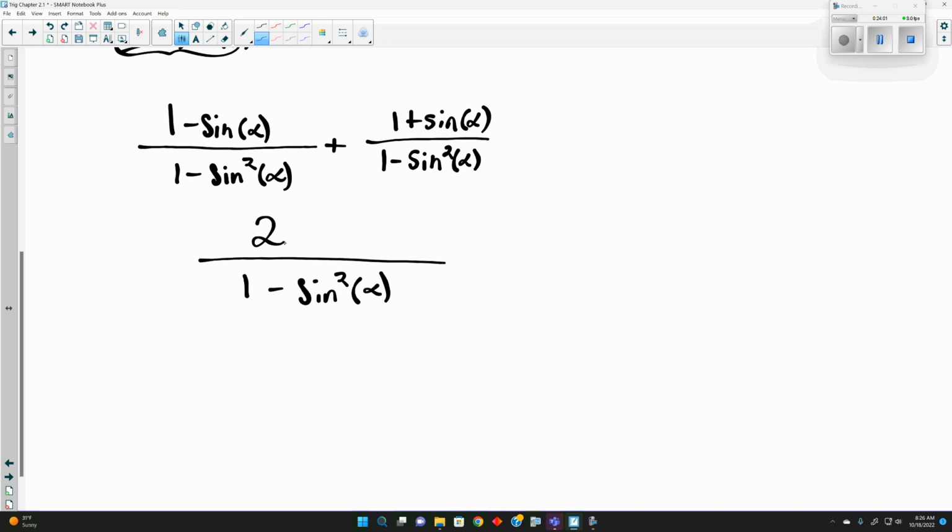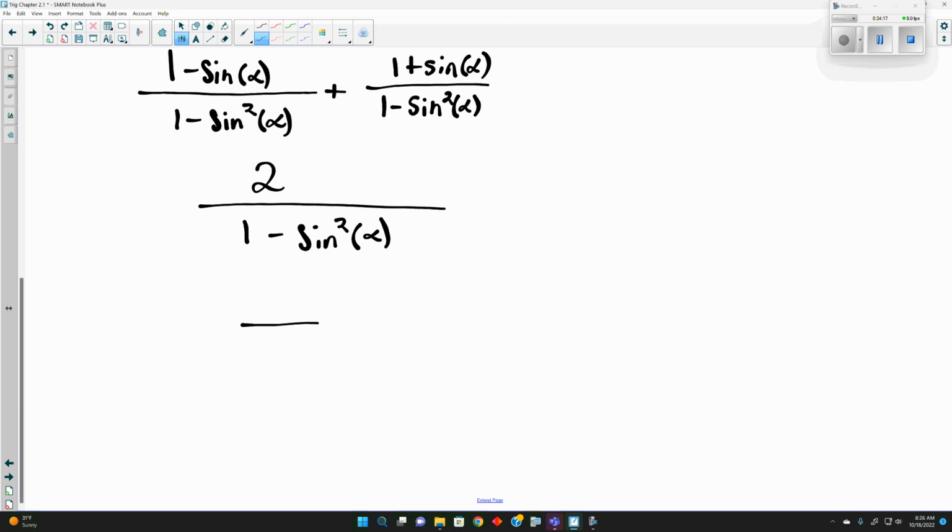I would agree that this is more simplified, or simpler looking, than what we started with, yes? But I wouldn't say it's quite simple. It's not as simple as we could get. And the reason I say that is because 1 minus sine squared is the same as cosine squared. I'd say that's even simpler than 2 over 1 minus sine squared of alpha, yes? We can make it even simpler.